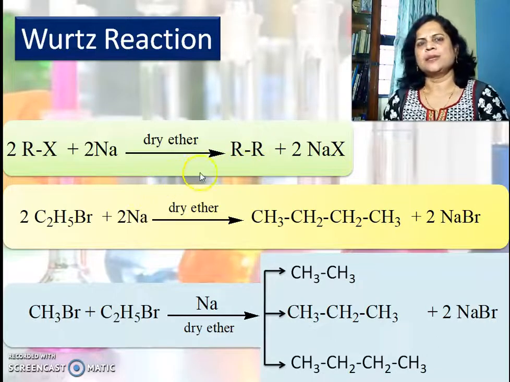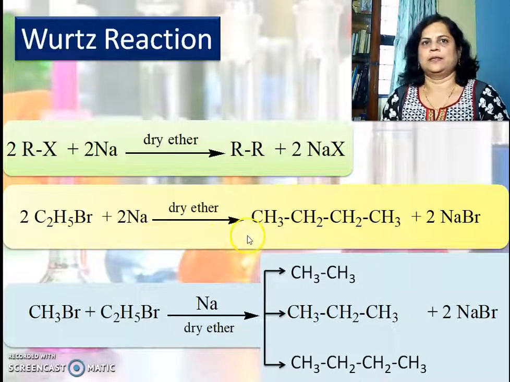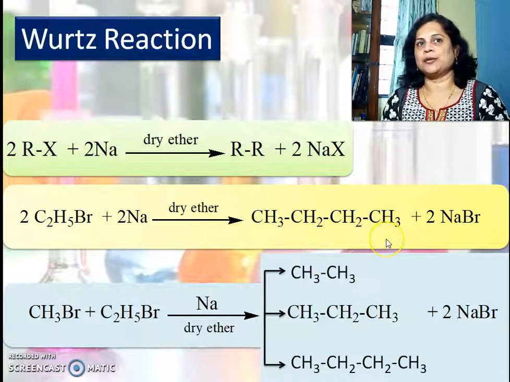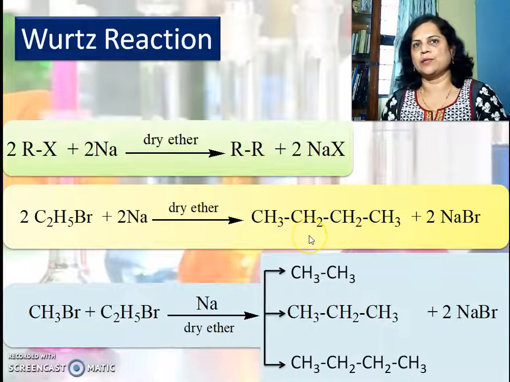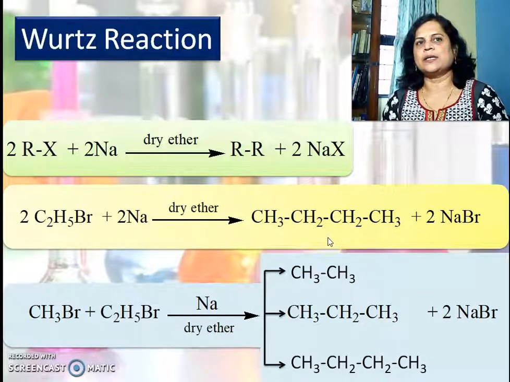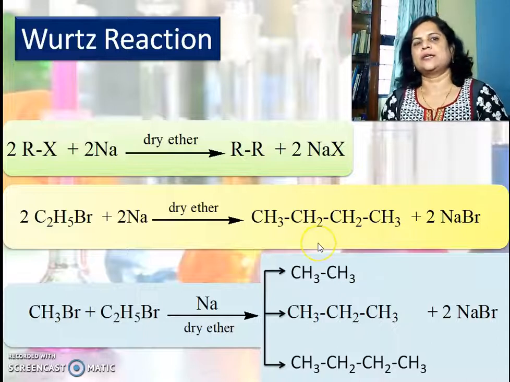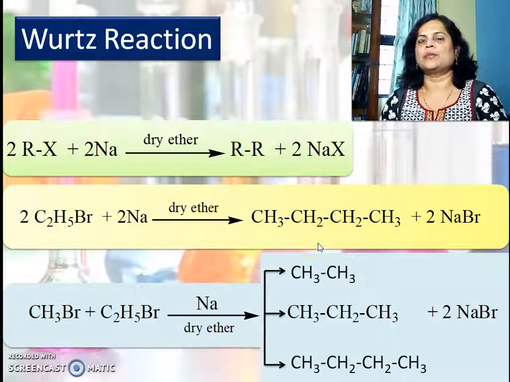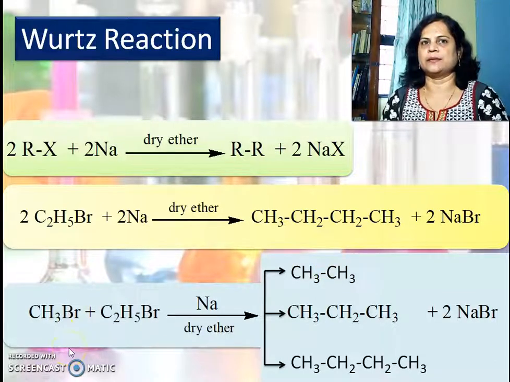Now see the example. If you are using ethyl bromide with the metal sodium in the presence of dry ether, there is a formation of two alkyl groups, that is ethyl groups, and they form a bond, and what they form is butane. Means if we take ethyl in the reactant, in the product we get butane. From the 2 carbon containing reactant we get the 4 carbon containing product. Means that 2 alkyl groups combine here to form the product alkane. The reaction takes place in the presence of dry ether.